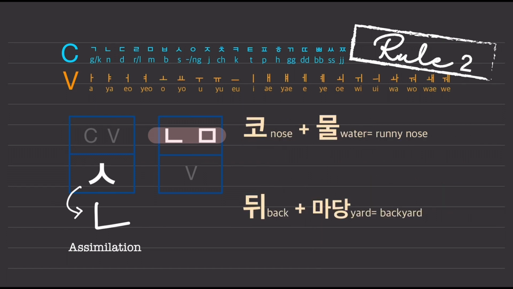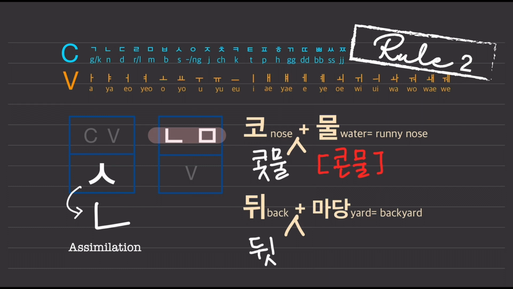There are two more examples. First one, 사이시옷 is added between 코 and 물. So it becomes 콧물. But when we read it, it's gonna be 콧물. And second one, 뒤 plus 마당. 뒤 means back, 마당 means yard, so it's backyard. And when we combine them together, we need sa-i-shi-ot. So sa-i-shi-ot is added in between. It's gonna be 뒷마당. But we don't read it as 뒷마당, but read it as 뒷마당.